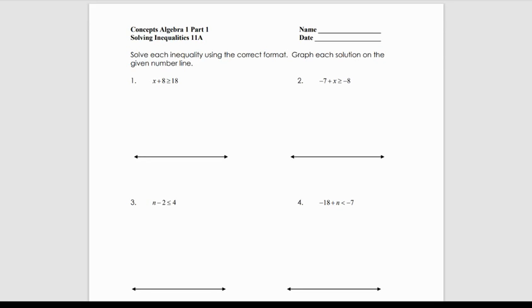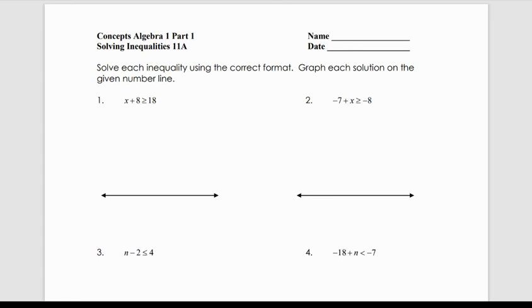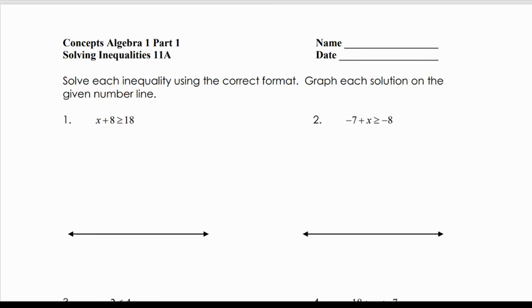So here we go. Worksheet 11A. What we are going to do here is solve our inequalities, and then graph on a number line. If you look right now, my number lines are completely blank. For those of you who don't have the printed version out, that's okay, because you're just going to make your number lines the way we're going to do them.